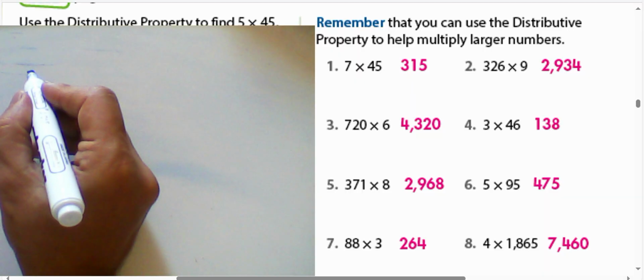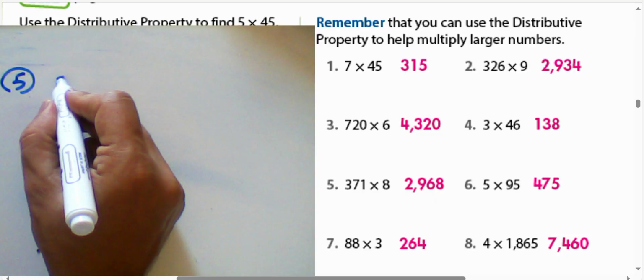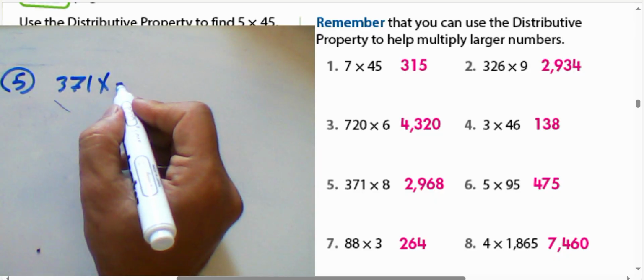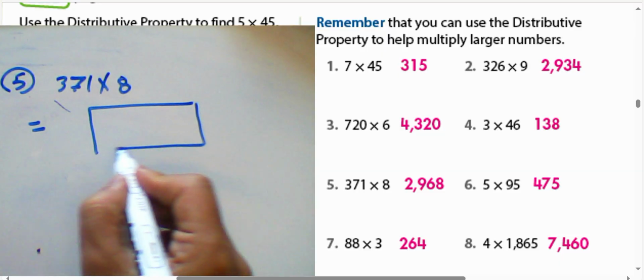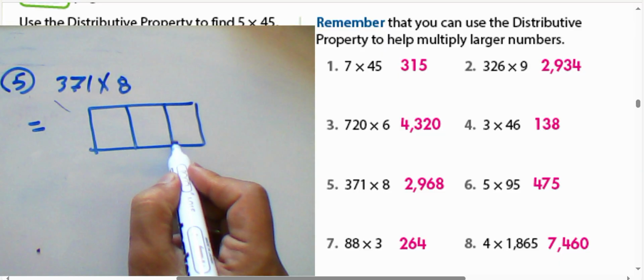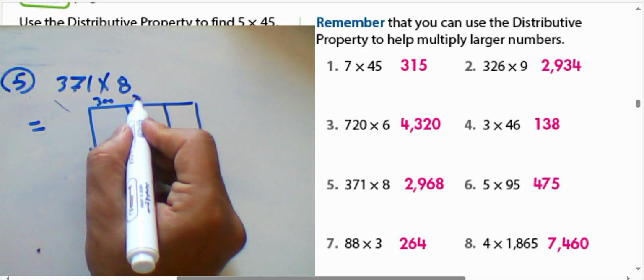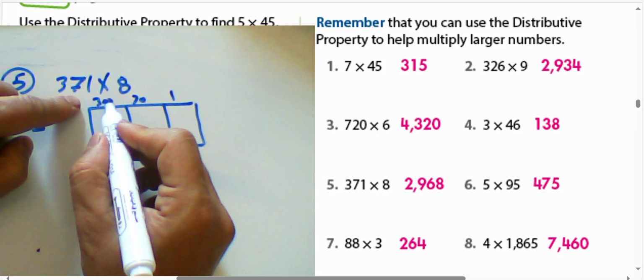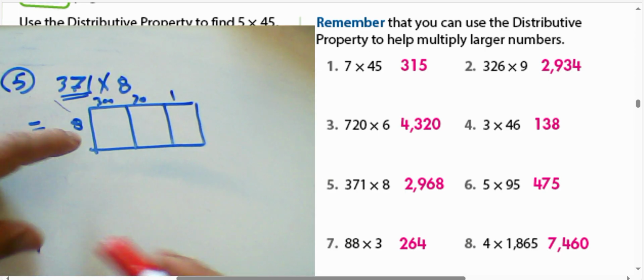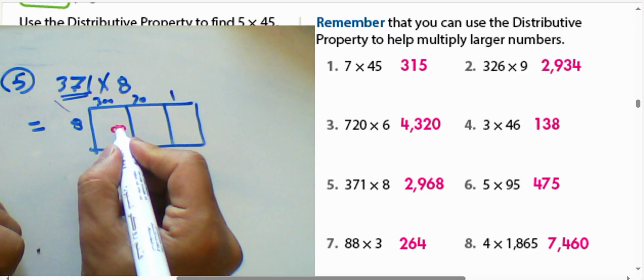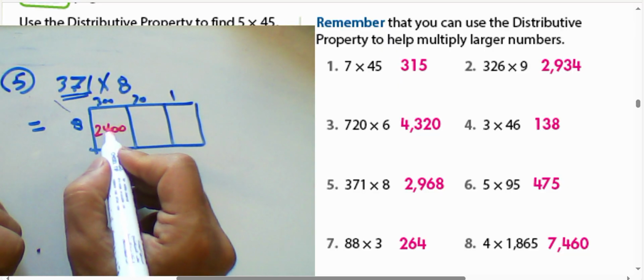Next question, number 5. 371 times 8. We can draw a rectangle and divide it into 3 parts. First part, write 300 plus 70 plus 1. Write the expanded form of this number, product by 8. And then you can multiply 8 times 300, write double 0, and 3 times 8 equal 24.